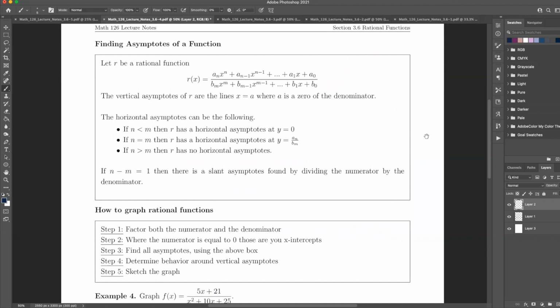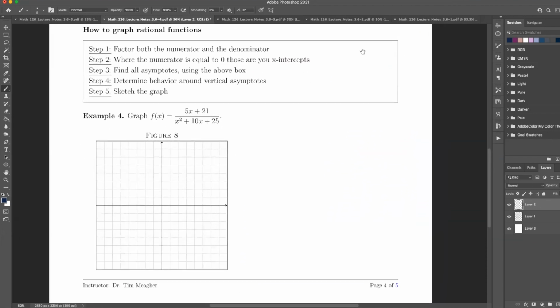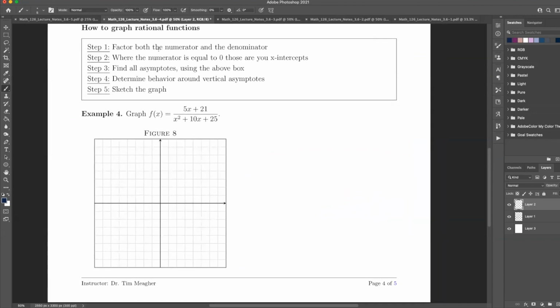Okay? All right, so here we're going to become experts on rational functions. So how do we do this? We're going to factor both the numerator and denominator. Just makes our life easy. We just factor.